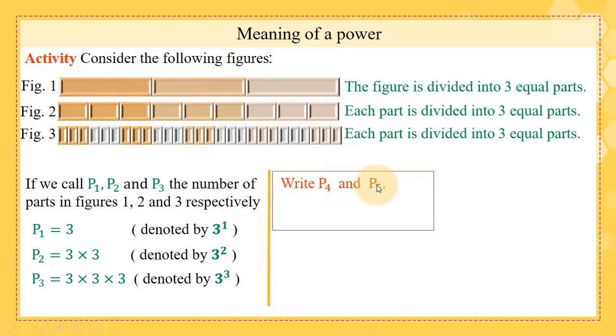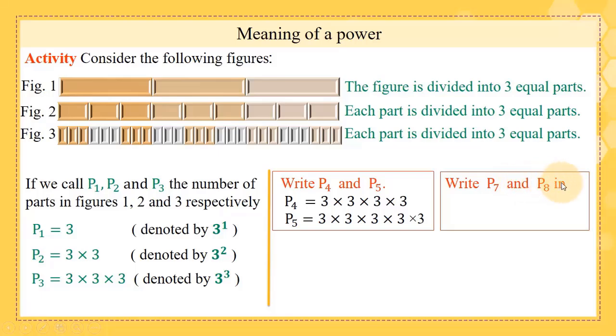Now write P4 and P5, taking into consideration how we wrote P1, P2 and P3. Then P4 equals 3 multiplied by itself 4 times, and P5 equals 3 multiplied by itself 5 times. Write P7 and P8 in the form of a power. Notice that P1 is written as 3 exponent 1, P2 as 3 exponent 2, and P3 as 3 exponent 3. Then P7 equals 3 exponent 7, and P8 equals 3 exponent 8.